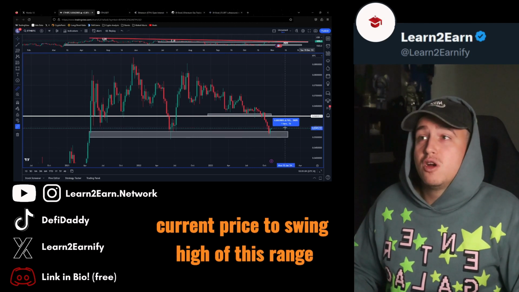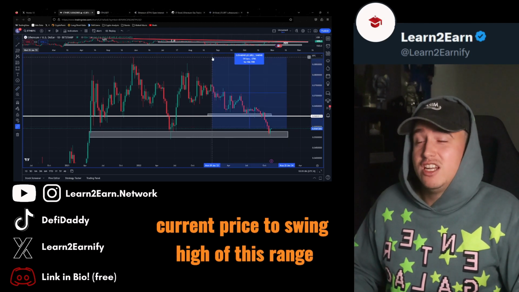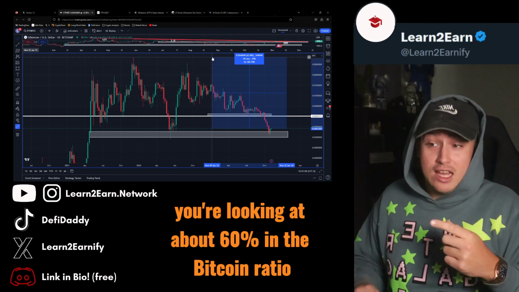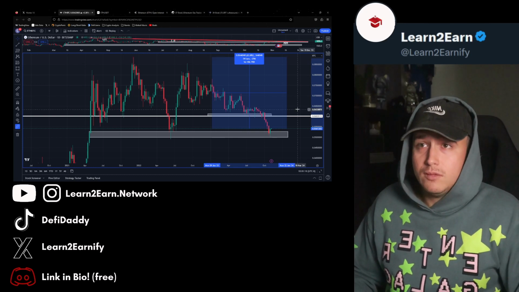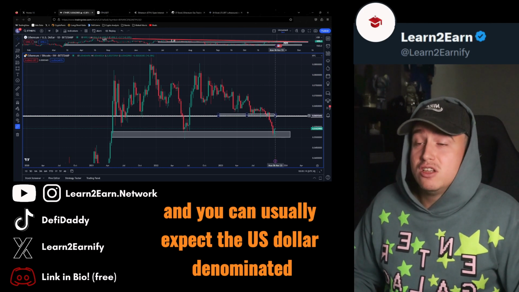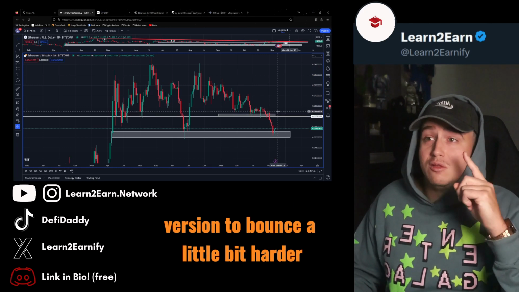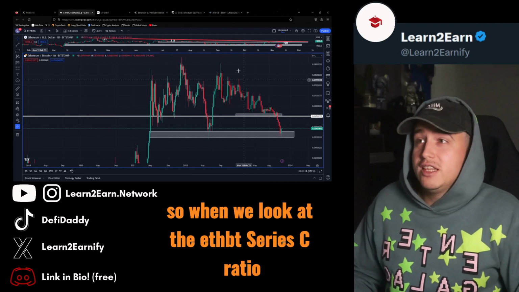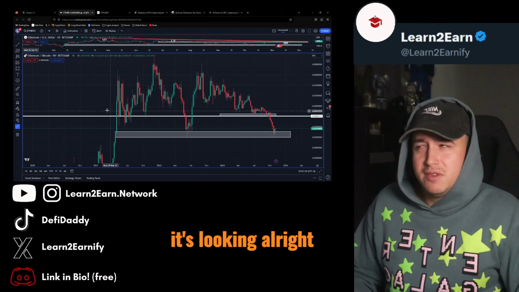Because if you go from current price to swing high of this range, you're looking at about 60% in the Bitcoin ratio. And you can usually expect the US dollar denominated version to bounce a little bit harder. So when we look at the ETH BTC ratio, it's looking all right.